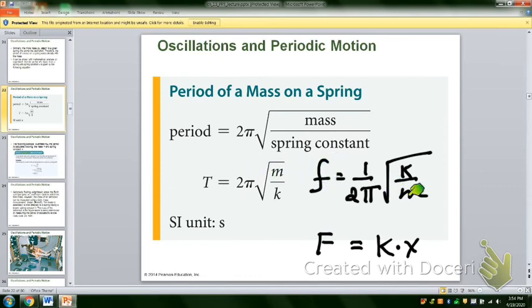And notice neither one of these formulas have an X in them. Notice neither one of them use amplitude either. Amplitude has nothing to do with determining the period or the frequency. It's just the mass and the spring constant. So amplitude will not affect period.